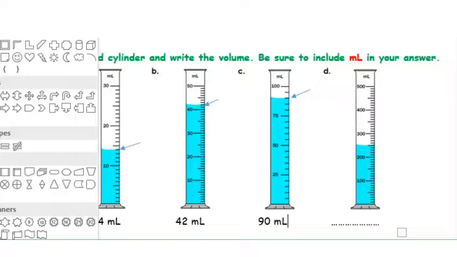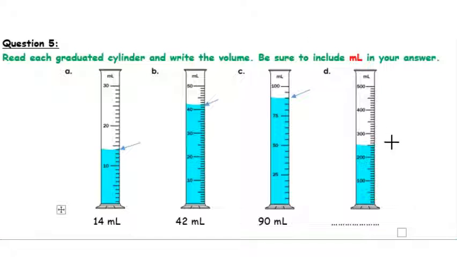So let's check the level of the liquid in here. It's on the larger line between 200 and 300, and let's count. 200, 210, 220, 230, 240, and 250. Perfect. 250 milliliters.